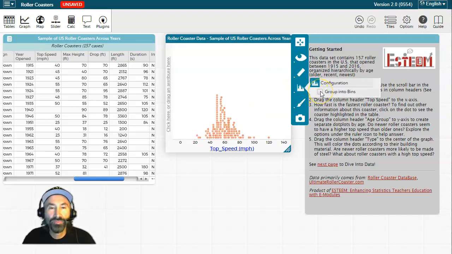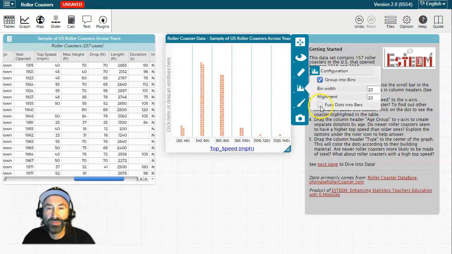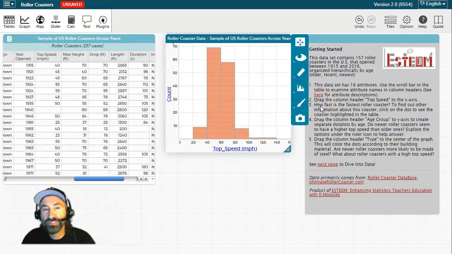We're going to go ahead and group these dots into bins like we would normally do in a histogram. And then we're actually going to turn those dots into bars. And then we'll see something that we have seen before: a histogram with bars.